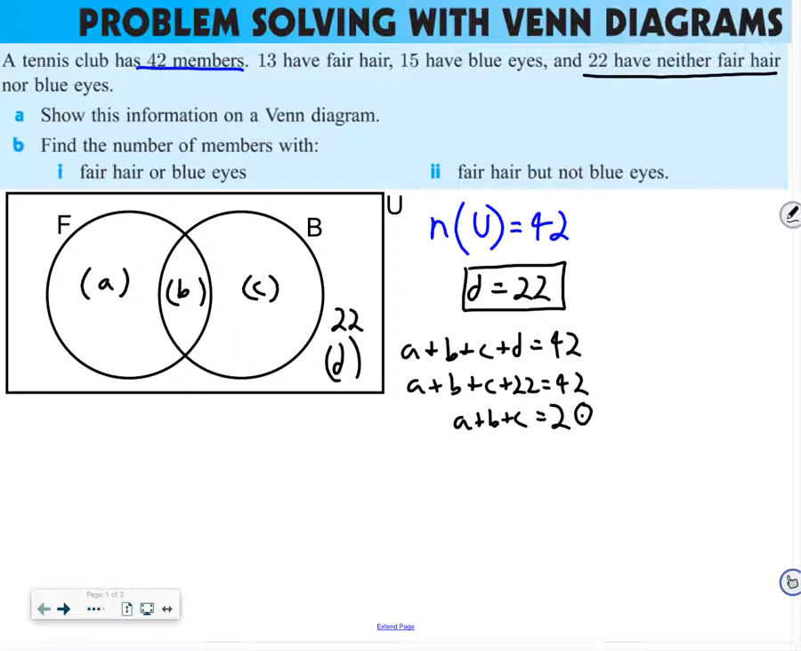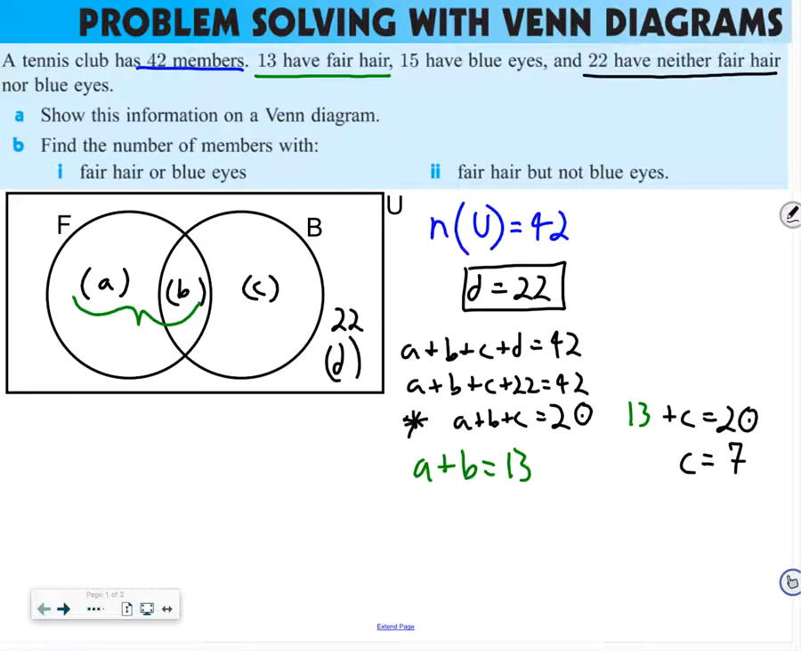Using that information, I now want to use the next bit of information. I know that the number of people that have fair hair, A plus B, needs to be equal to 13. Combining the equation from above and substituting in, A plus B, which is equal to 13, plus C is equal to 20. So now I can determine that C must be equal to 7.